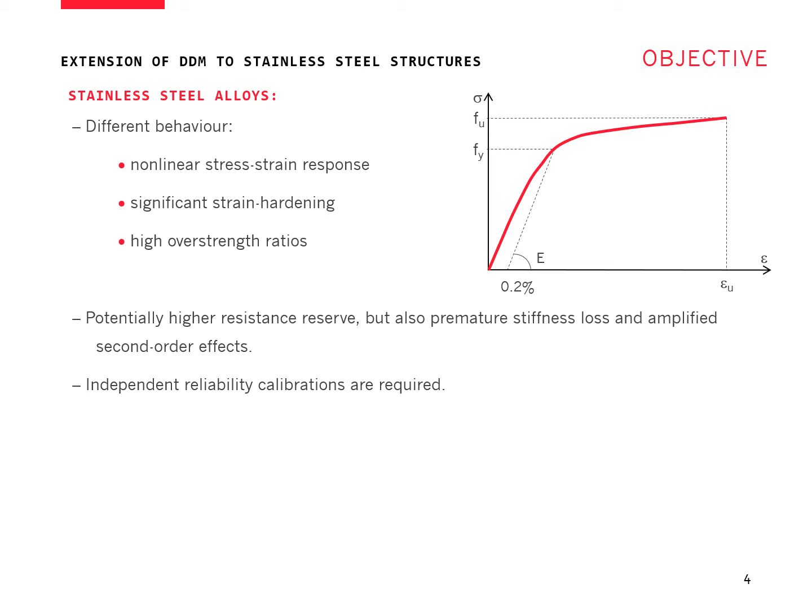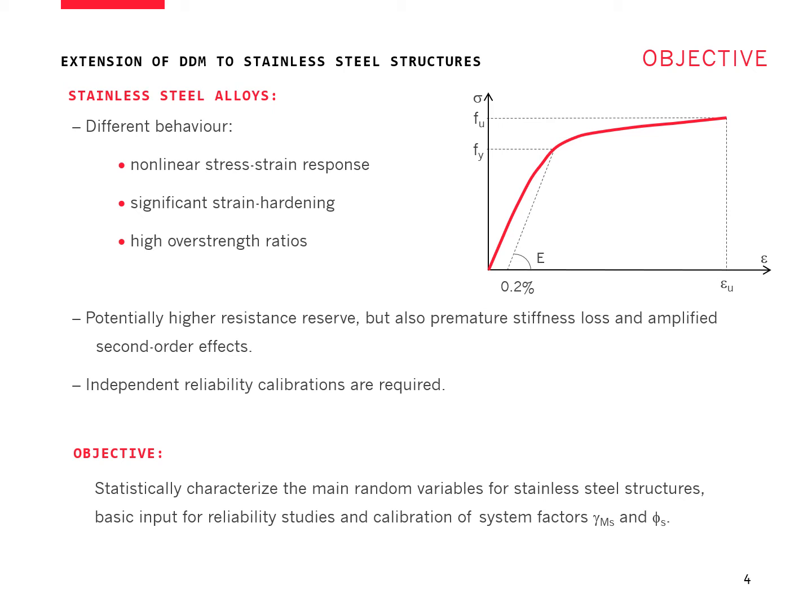As we all know, stainless steel alloys present a nonlinear stress-strain response with significant strain hardening and high overstrength ratios. This means that stainless steel structures have a potentially higher resistance reserve, but also that second-order effects can be amplified due to material nonlinearities, and therefore independent reliability calibrations are required for this material. So the objective of this study is to statistically characterize the main random variables affecting the strength of stainless steel structures, which will be the basic input information for reliability studies and the calibration of system factors.